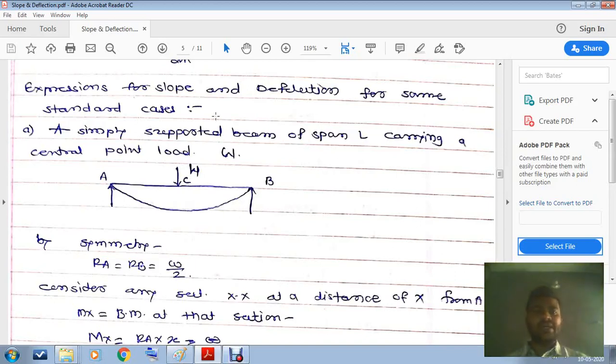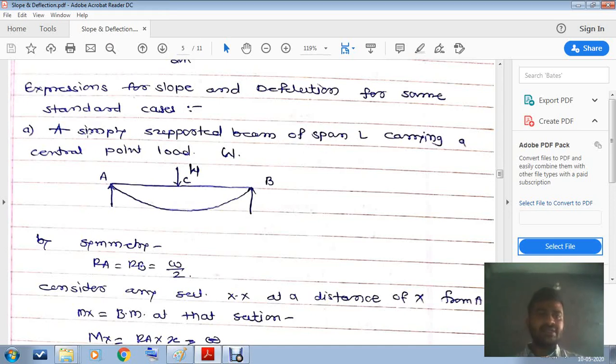Hello friends, so again let us start with the next point. Let us use some standard cases to explain the relation or the expressions of slope and deflection. So here I have considered one standard case.